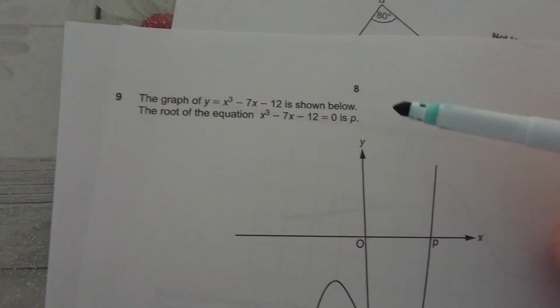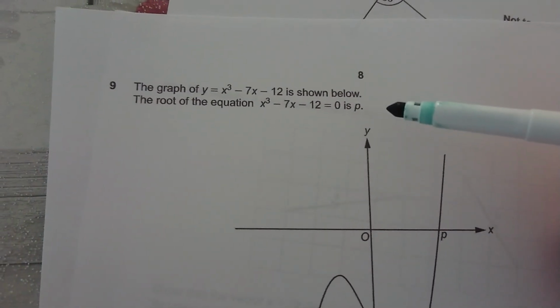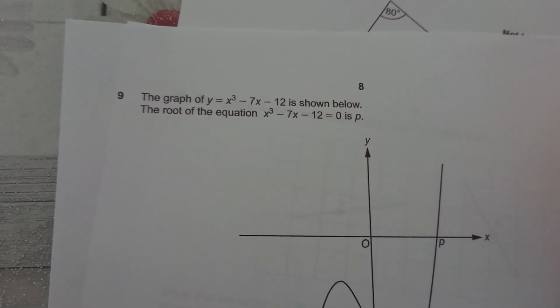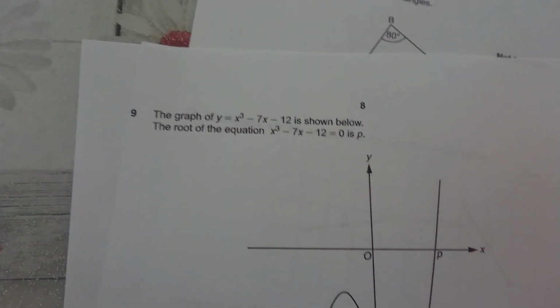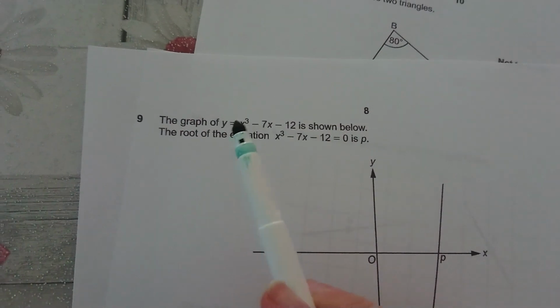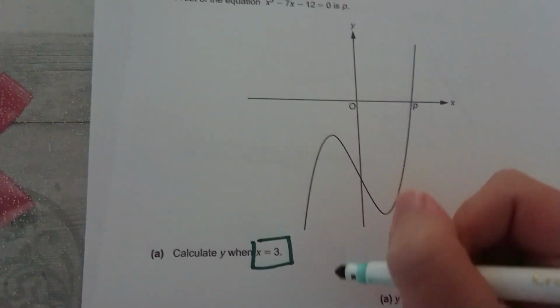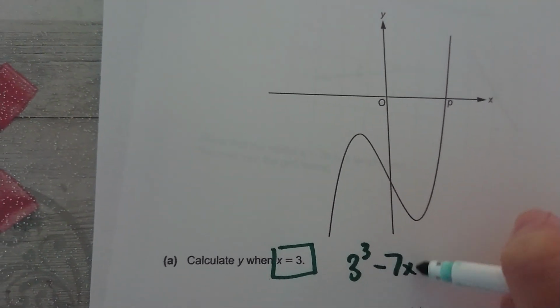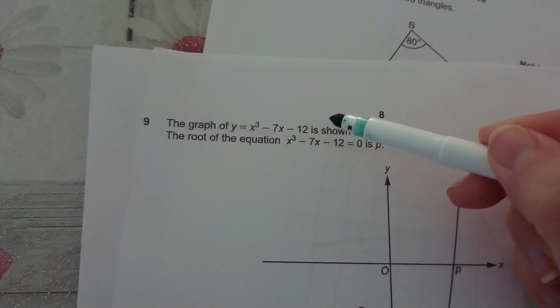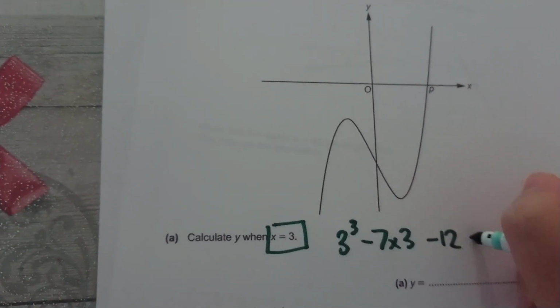So have a little look at the question. Well, we know x equals 3. What can you do with that? Well, we can replace every x here with 3. So, for example, instead of y equals x cubed, it would be 3 cubed minus 7x. So that means 7 times x, so 7 times 3. And then minus 12, like that.